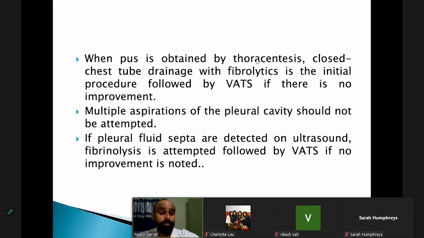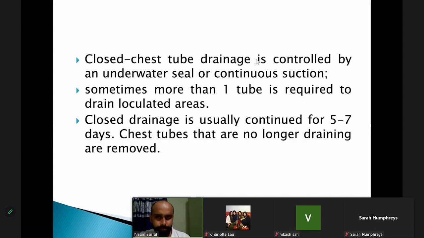But if pleural fluid septa are detected on ultrasound and fibrinolysis is attempted followed by VATS, and if no improvement is noted, then closed chest tube drainage is controlled by an underwater seal or continuous suction. Sometimes more than one tube is required to drain a loculated area. Closed drainage is usually continued for 5 to 7 days, and chest tubes that are no longer draining are removed. And if it still does not resolve, then we have already discussed that we are going to do open decortication for those specific cases.